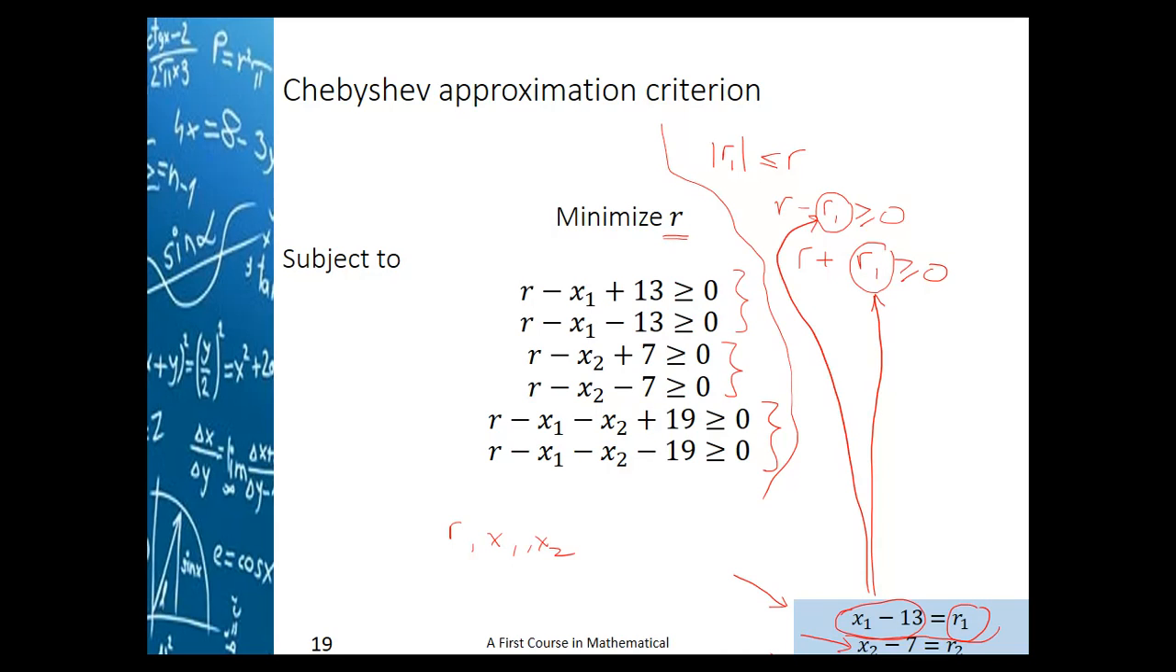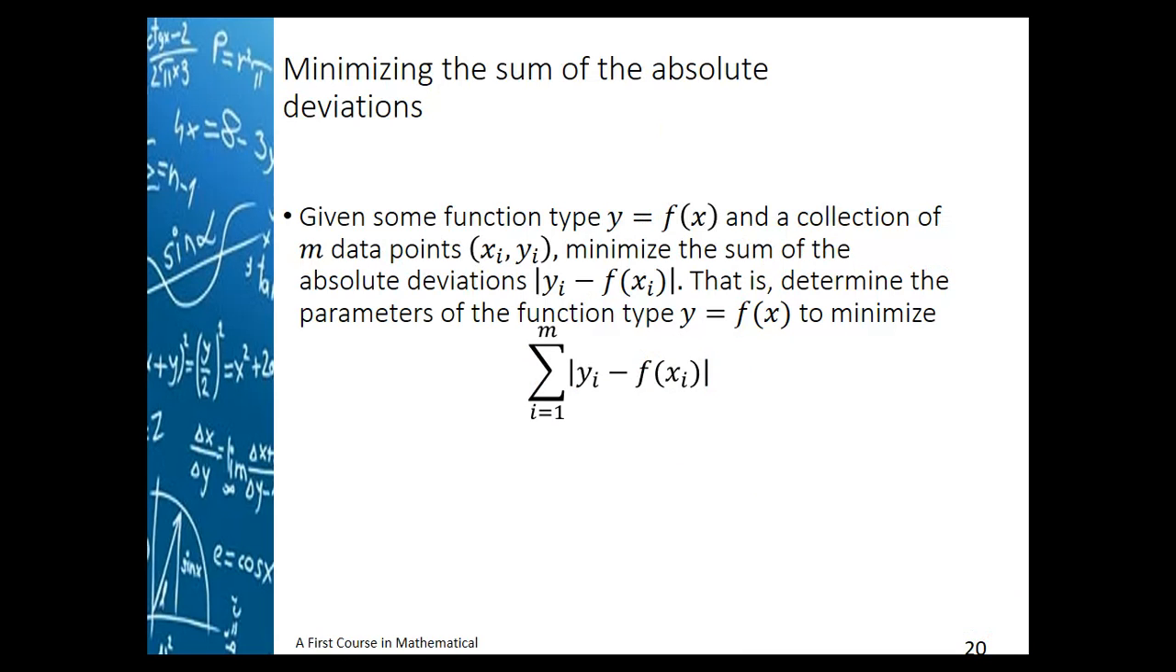Ready? So, the second criterion: minimizing the sum of the absolute deviation. What about this? We are minimizing the sum of the absolute deviation. The concept is interesting. Why? Because we are talking about the sum of the deviation.